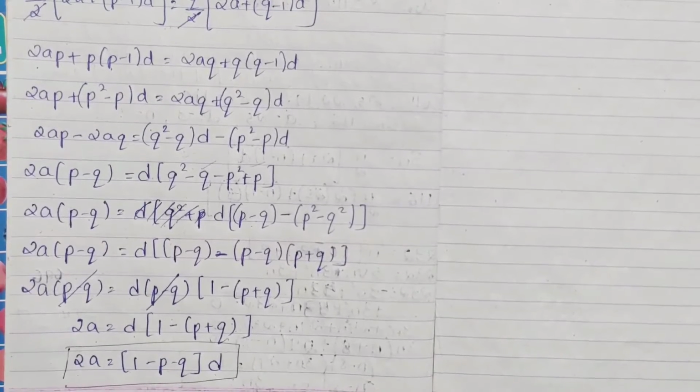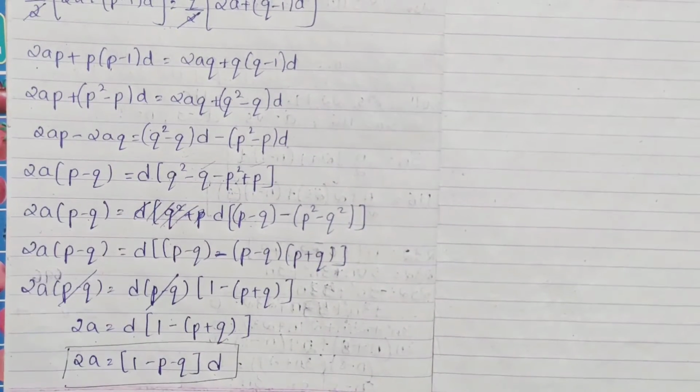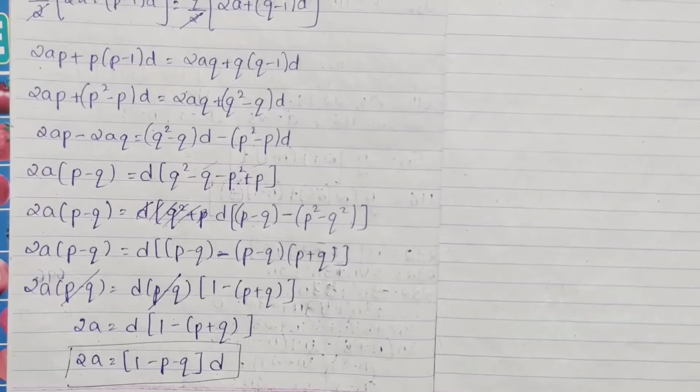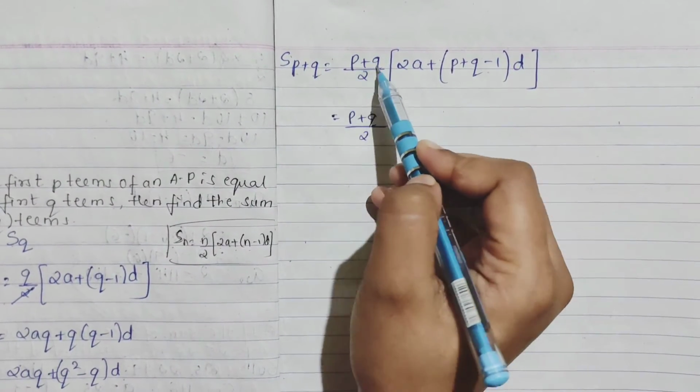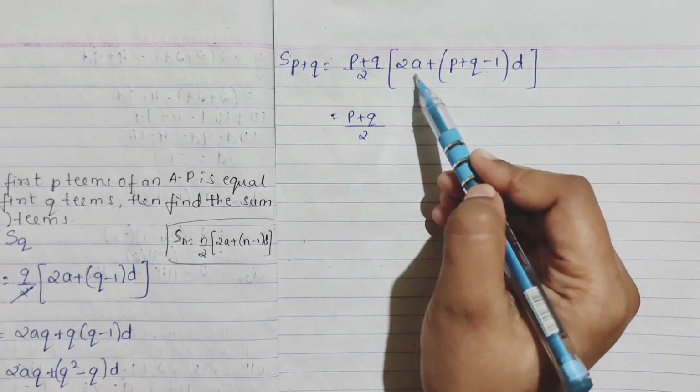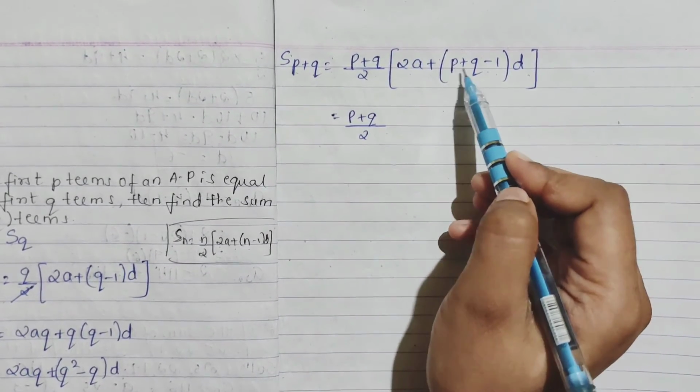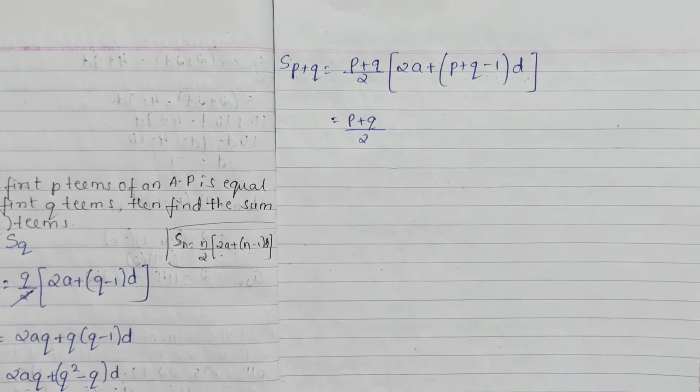What they have asked is to find the sum of first p plus q terms. So we'll find this sum. So the sum you are finding, S p plus q, n by 2 means p plus q by 2. So for p plus q we are doing 2a plus n minus 1 d, right? So p plus q minus 1 of d. So p plus q by 2.